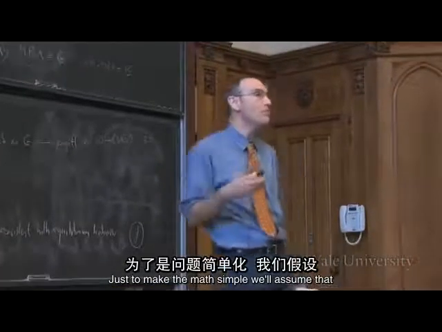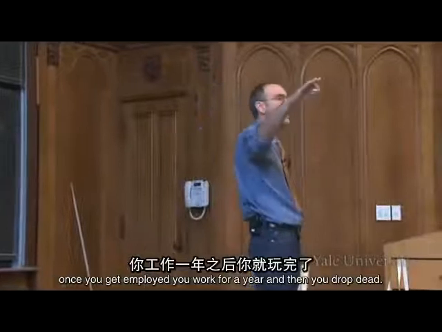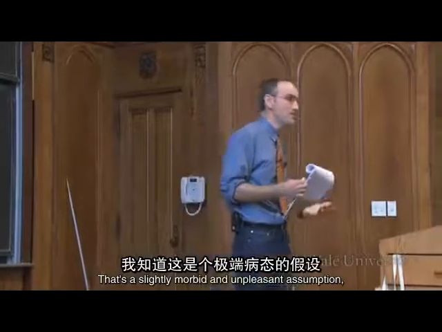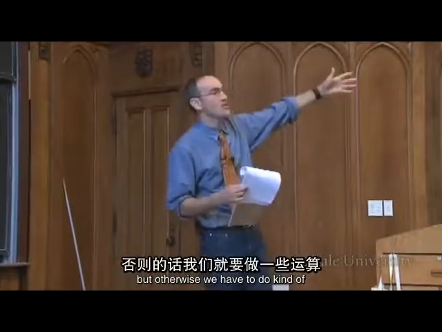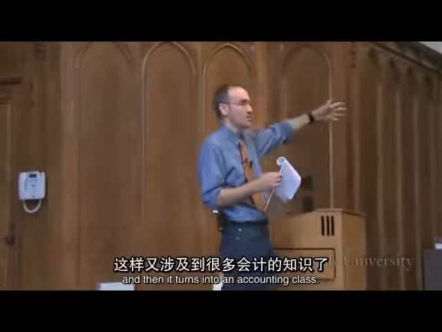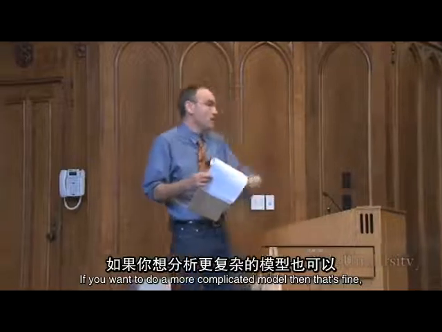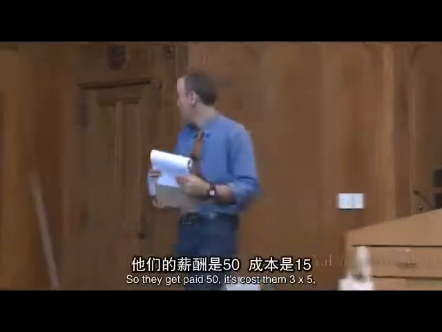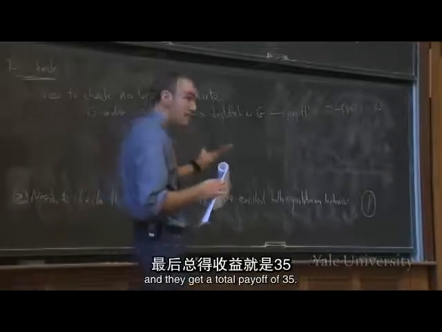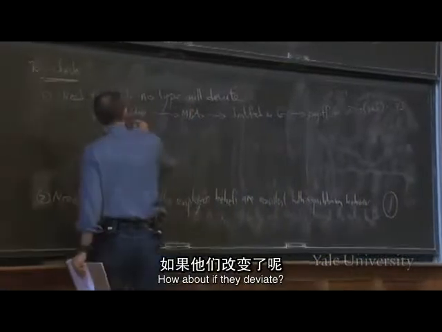Just to make the math simple, we'll assume that once you get employed, you work for a year and then you drop dead, all right? That's a slightly morbid and unpleasant assumption, but otherwise we have to do the present discounted value of your whole future income, and then it turns into an accounting class, okay? So we'll just assume everybody lives for 1 year. If you want to do a more complicated model, that's fine. The idea will be the same. So they get paid 50, it costs them 3 times 5, and they get a total payoff of 35. How about if they deviate?